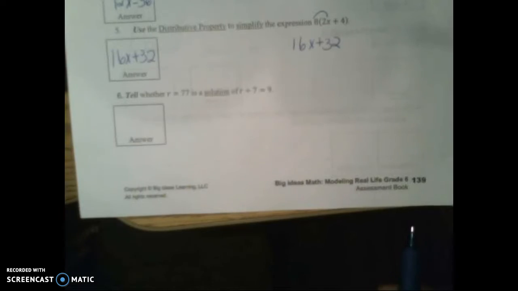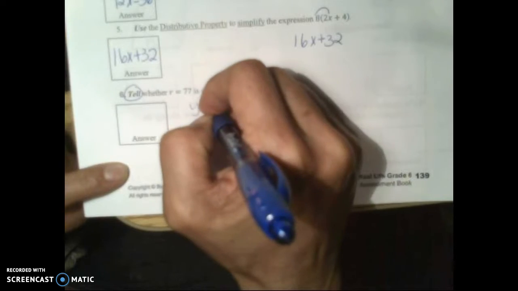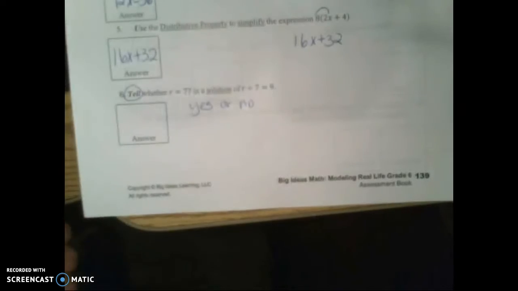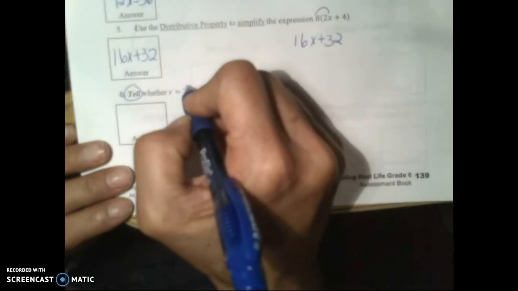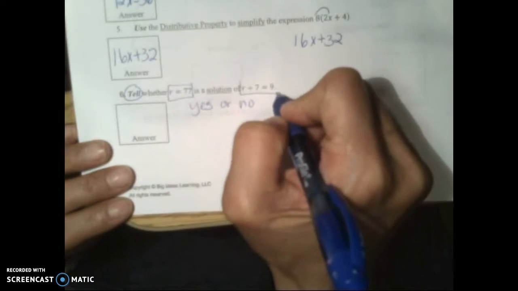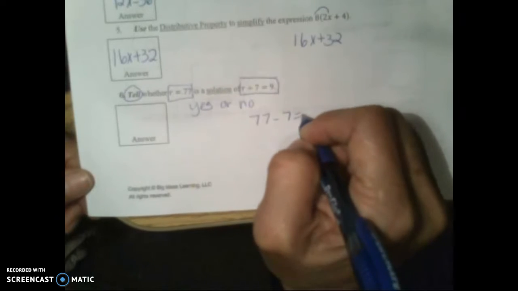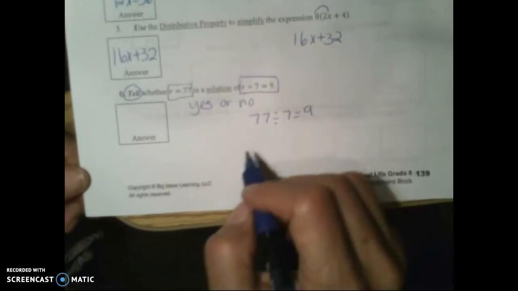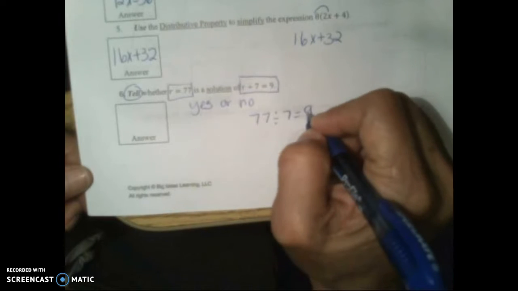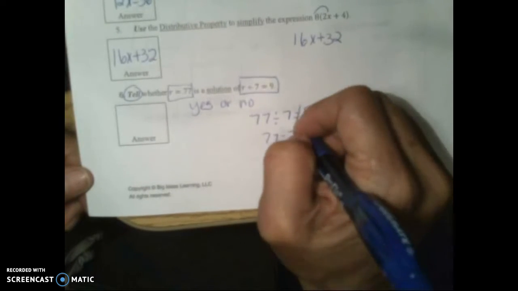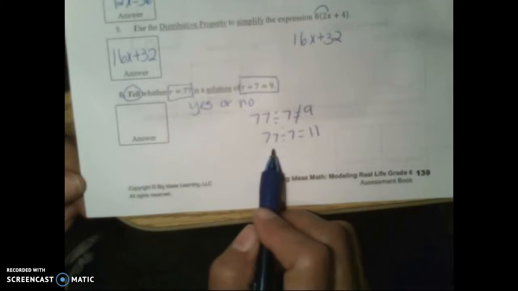When we talk about tell whether something is a solution, when you see tell, you are going to give me some type of yes or no answer. So whether it is or is not a solution. So I'm going to rewrite the problem, and instead of r equals 77, and here's my problem, I'm going to rewrite it by substituting the r for 77. So 77, which I got from here, divided by 7 equals 9. I'm going to simply solve. 77 divided by 7 does not equal 9. 77 divided by 7 equals 11. So 77 as r is not a solution, so we're going to put no.